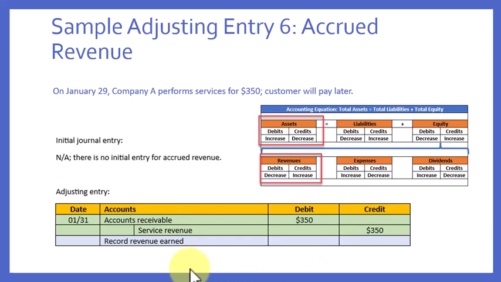So we're going to debit accounts receivable $350. That customer owes us $350. Accounts receivable is an asset. The debit is going to increase it, and we are going to credit service revenue. Revenue account doing the credit is going to increase that account as well. So that's a quick summary of the different types of adjusting entries that you can expect to see.